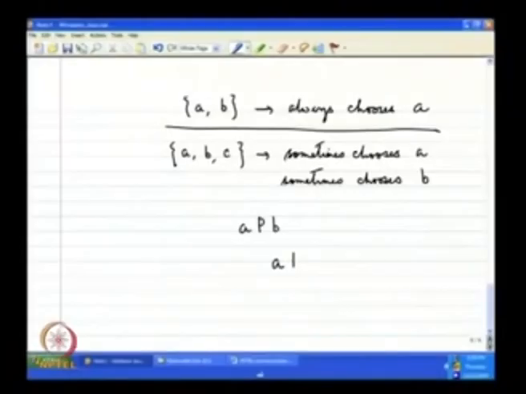So it might be that A I B, that is, he is indifferent between A and B, and both are best to him. That's why he is choosing sometimes A, sometimes B. But then it contradicts the first observation that A is preferred to B. So this kind of situation, if it prevails, basically violates the theory of rational choice. So this is the demand of consistency.